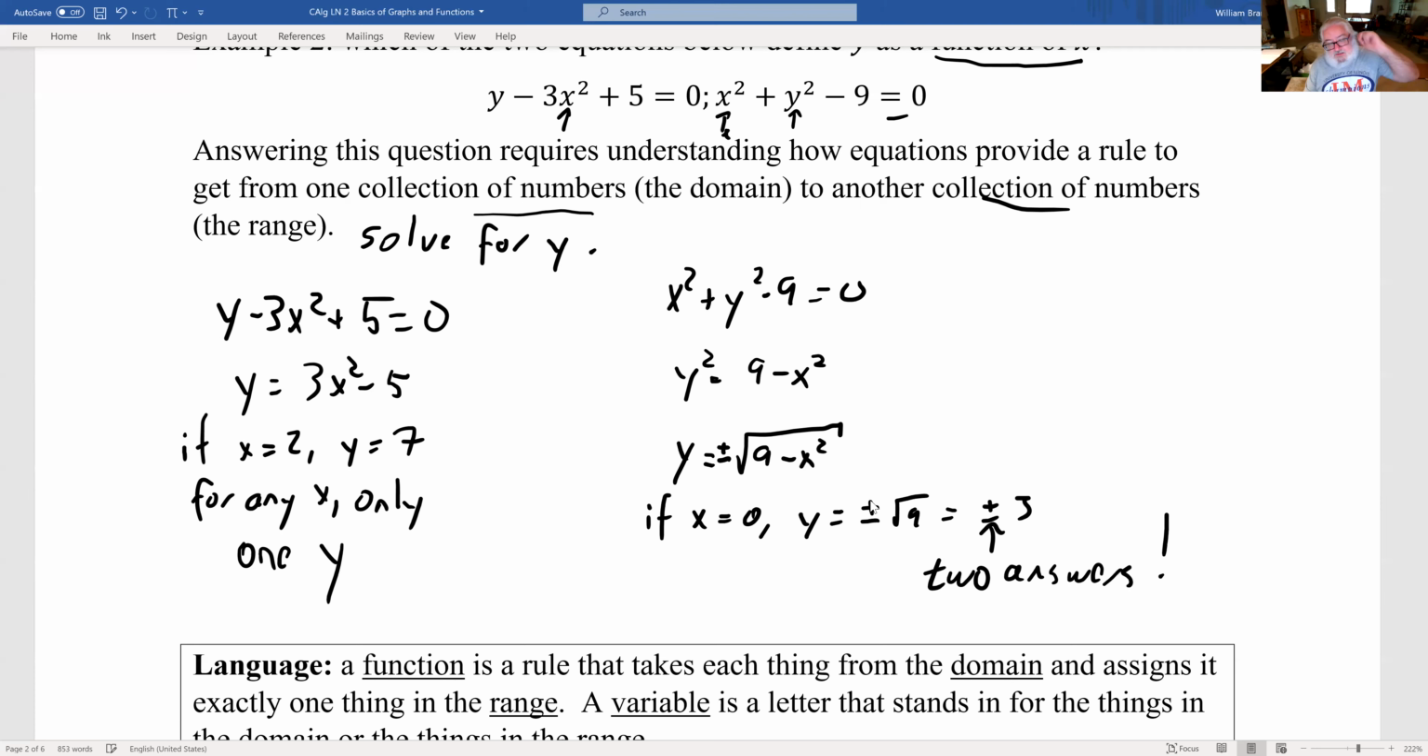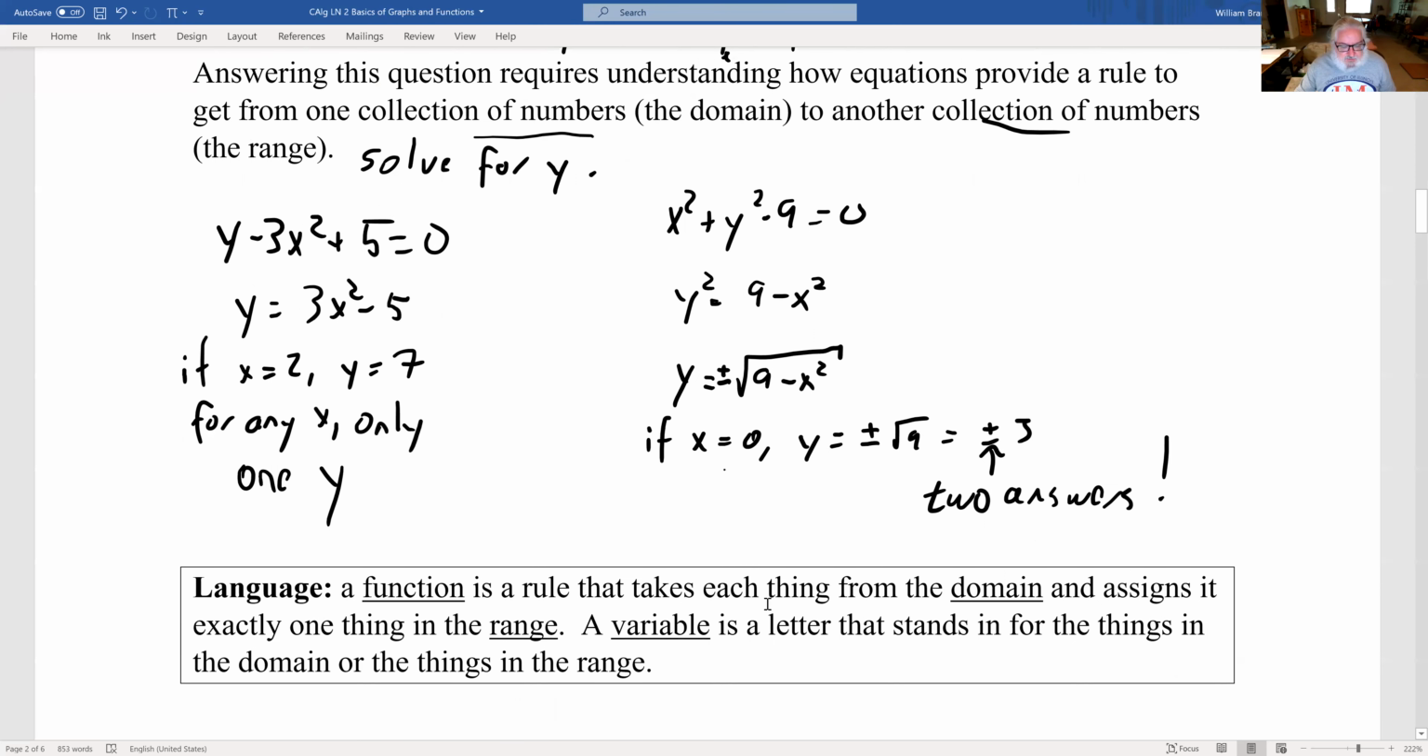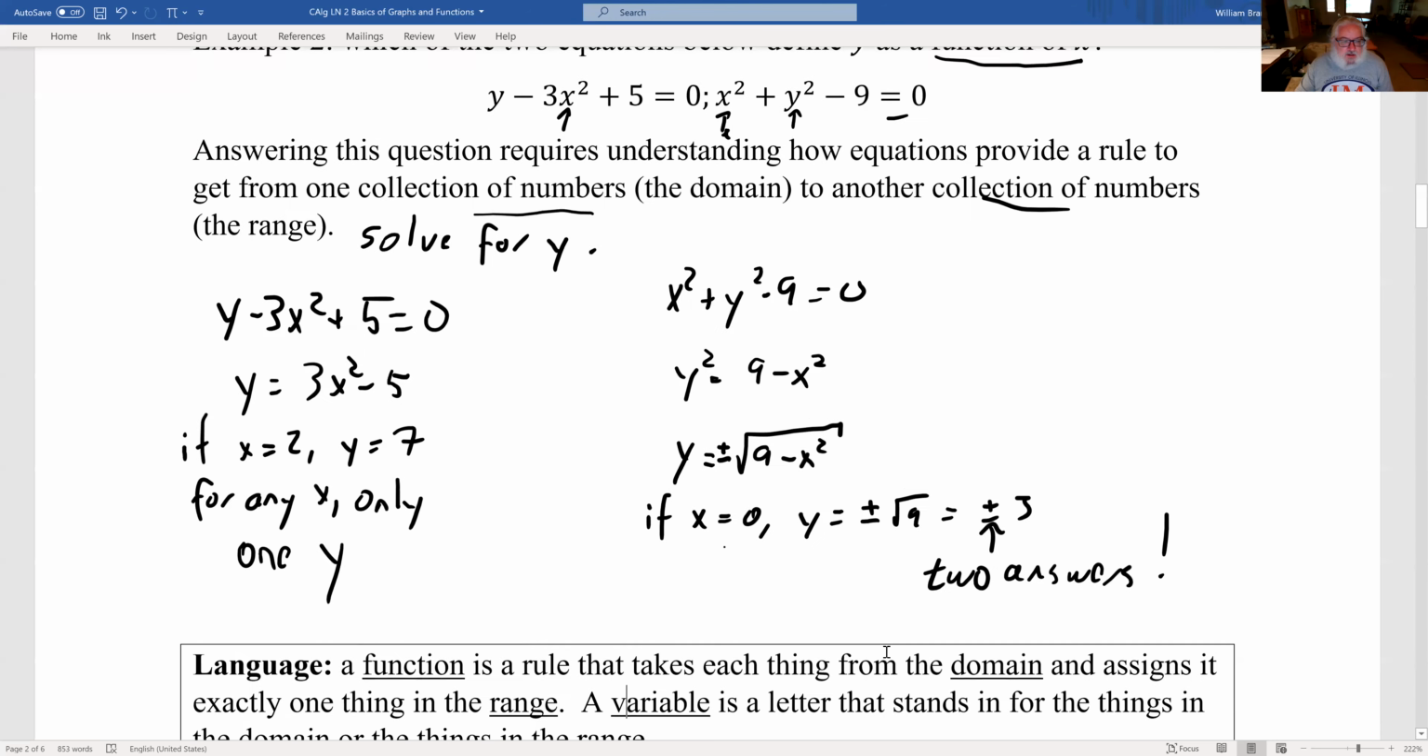And we have 2 answers. We don't just have one, right? So this particular x actually gives you 2 y's, and so that's not a function. So a function then is a rule that takes each thing from the domain and assigns it exactly one thing in the range. And a variable is a letter that stands in for the things in the domain or the things in the range. Usually we use x for domain and y for range.